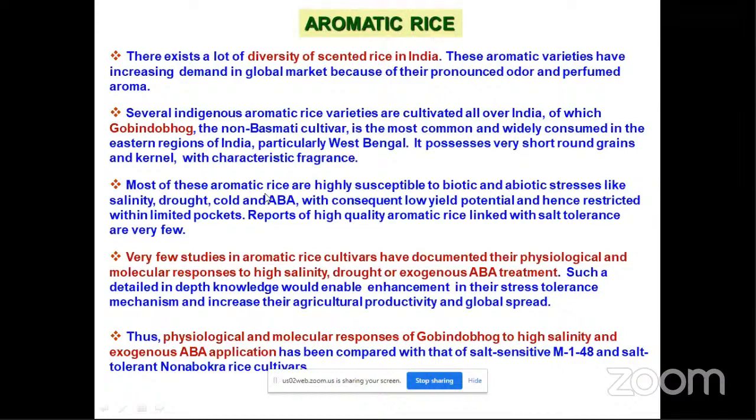And number two, how they respond to the salinity stress, because they are very profitable. They have a very important economic trait, and that is the high aroma. So it is very important that we should know how the stress tolerant pathways or the stress susceptible pathways operate in these varieties. With that aim in mind, I tried to find out some of the biochemical and molecular features in this particular aromatic rice variety.